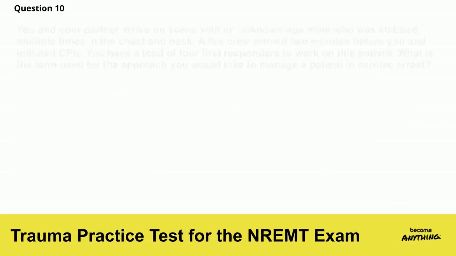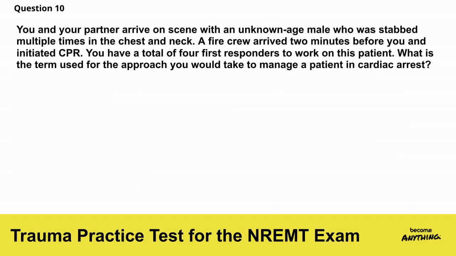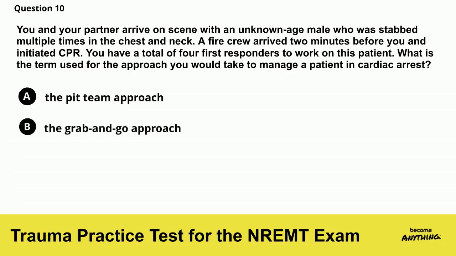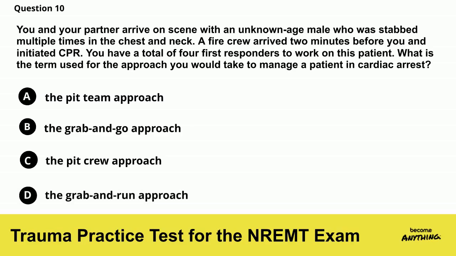Question 10. You and your partner arrive on scene with an unknown age male who was stabbed multiple times in the chest and neck. A fire crew arrived 2 minutes before you and initiated CPR. You have a total of 4 first responders to work on this patient. What is the term used for the approach you would take to manage a patient in cardiac arrest? A. The pit team approach. B. The grab-and-go approach. C. The pit crew approach. D. The grab-and-run approach.